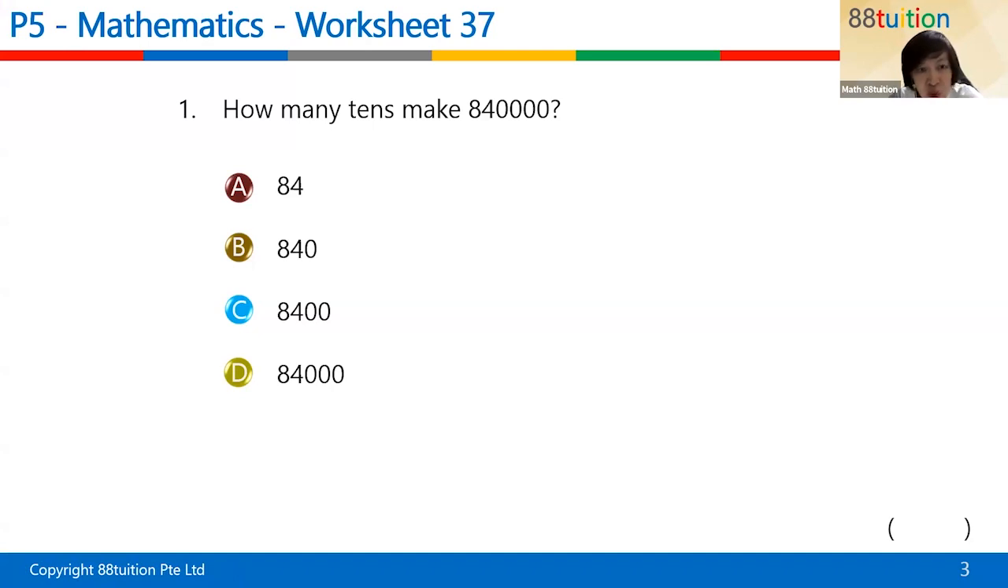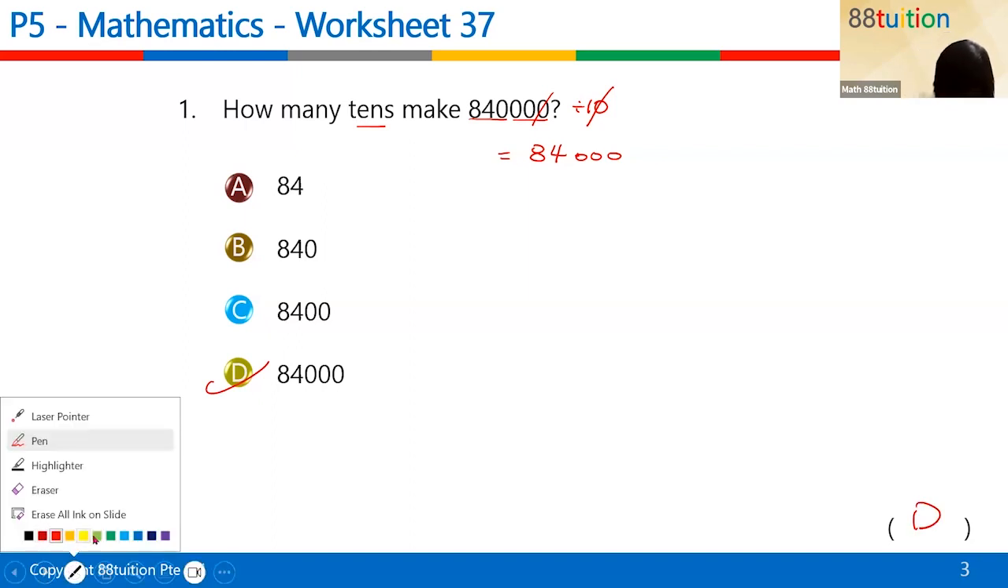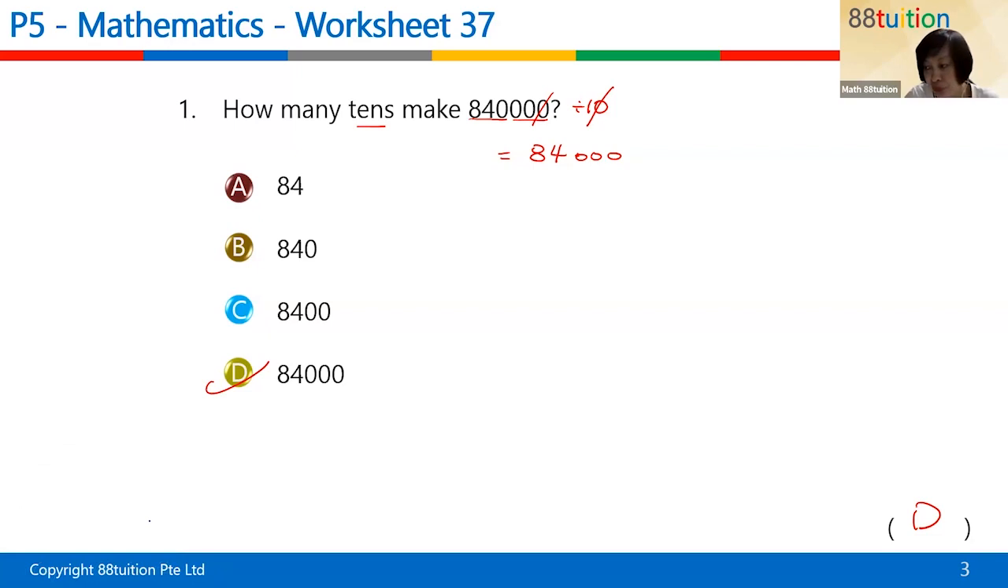Okay. Question 1. How many tens are there in 840,000? So you just have to divide this by 10. To divide this by 10, you just do a very quick shortcut. Yes, very easy. So this is option D. Okay, next question.